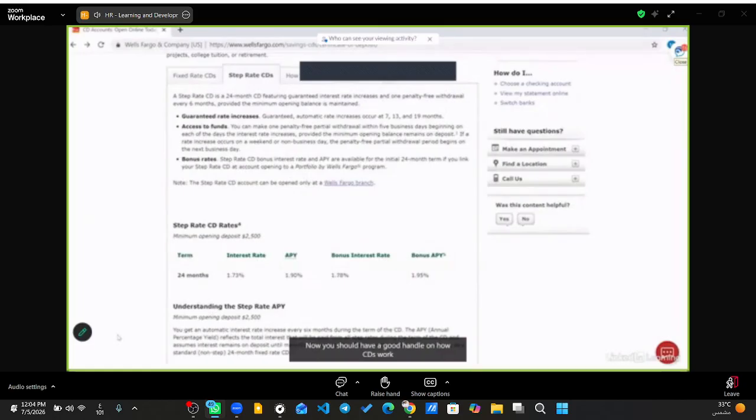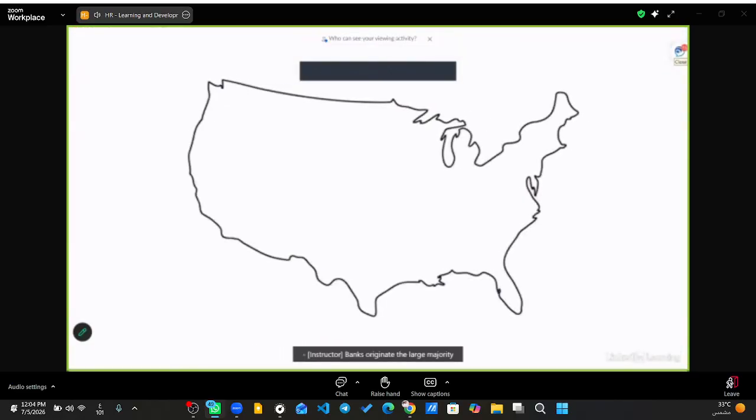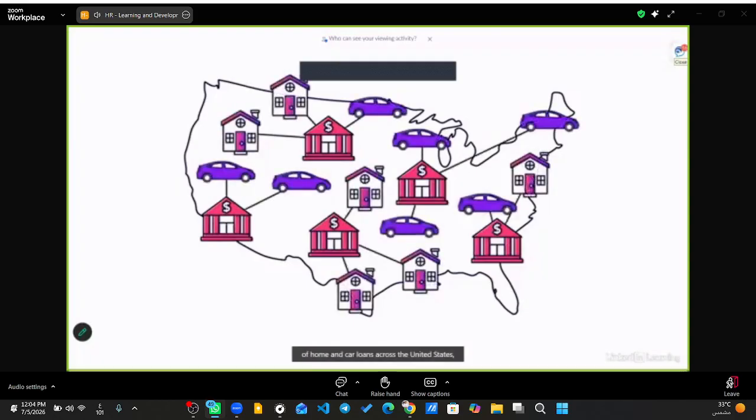Now you should have a good handle on how CDs work and how they can be used by depositors like yourself. Banks originate the large majority of home and car loans across the United States, which means that they have a huge impact on many people's lives.